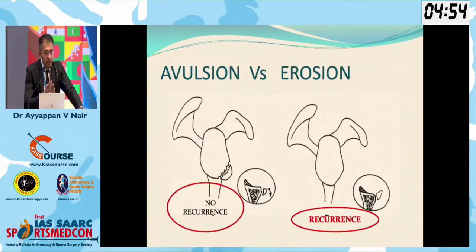Again, there is an interesting question asked, and I'll answer that as well. When you look at bone loss, it could be of 2 types, avulsion type or erosion type. Erosion is on the right side of the picture. Here they have higher recurrence.